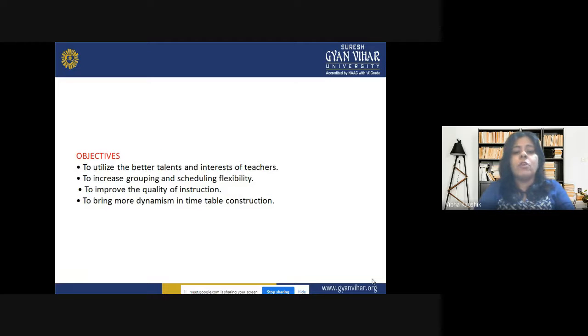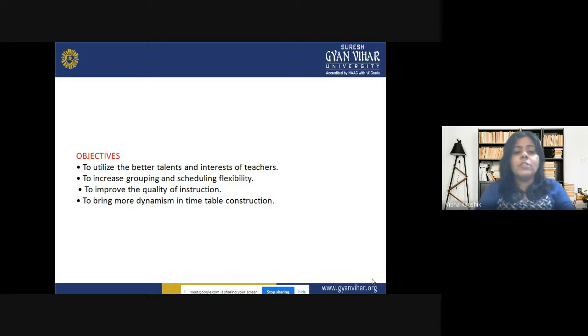Now, objectives of team teaching. There are different objectives of team teaching, and these objectives are to utilize the better talent and interest of teachers. Means if the teachers have made a plan to teach the students in the team teaching format, we can utilize the better talents of the teachers and the interest of the teachers.